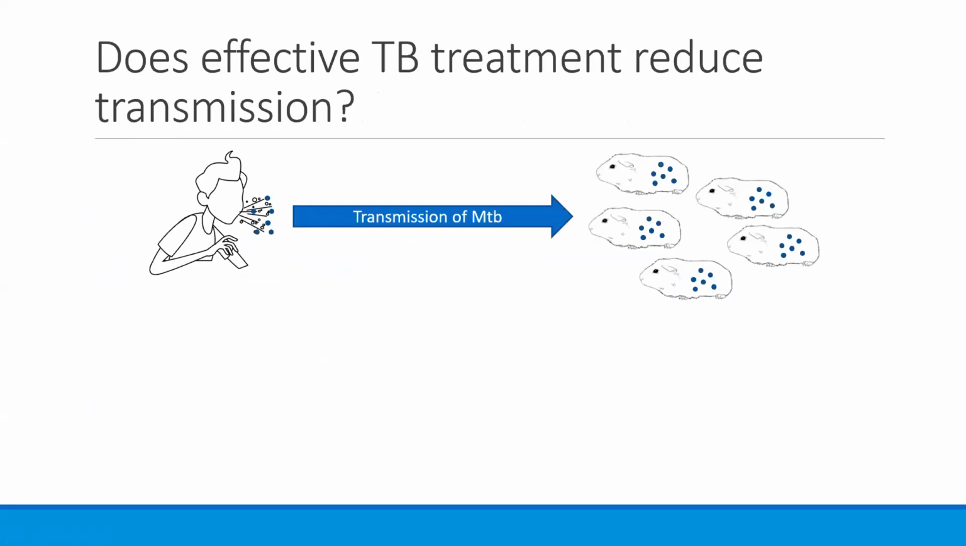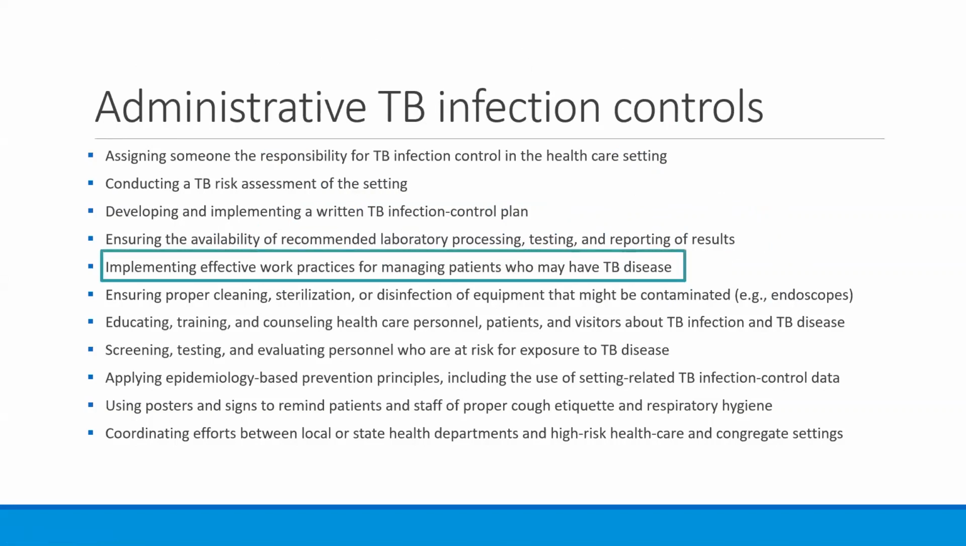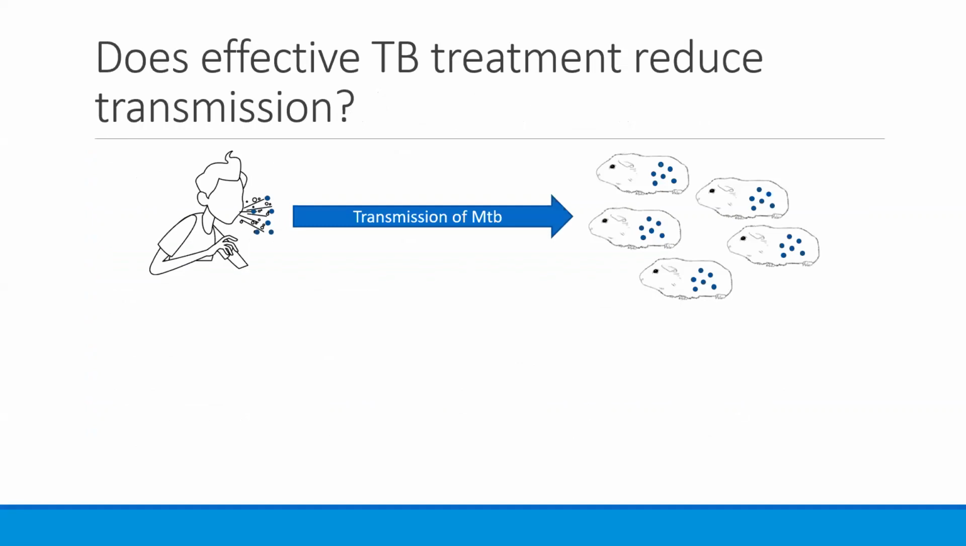The one that I want to highlight is this one: implementing effective work practices for managing patients who may have TB disease. So of all of these administrative infection controls that I have listed, this one is really focused on providing care for patients who have TB disease as a way of controlling TB infection, decreasing the infectiousness in those patients. So how do we decrease infectiousness of patients with TB?